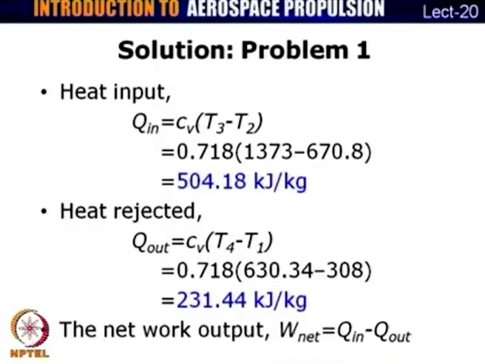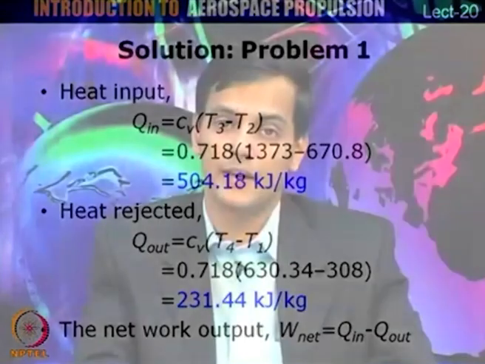Similarly, we can also find heat rejected from the cycle, because heat rejection in an Otto cycle is also during the constant volume process 4-1. So, Q out is equal to Cv times T4 minus T1, which is 0.718 into 630.34 minus 308. Therefore, you get Q out, that is heat rejected, as 231.44 kilojoules per kilogram. So, we have now calculated heat input and heat output from the cycle.